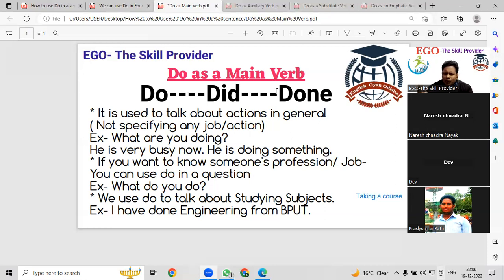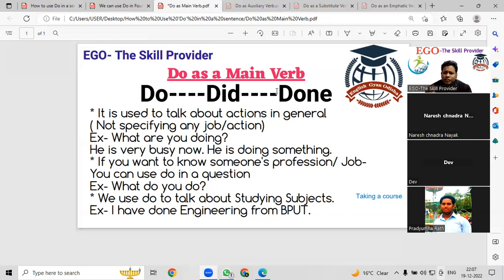Second sentence I have given is like this. He is very busy right now. He is doing something. I am not sure what he is doing, but I saw that he is busy. Suppose I am your boss, I am sitting in the office, right? So at that time you see that sir is sitting, and what will you say? No, it is not right to go now. Sir is doing something. What is he doing? You don't know. He is doing something.